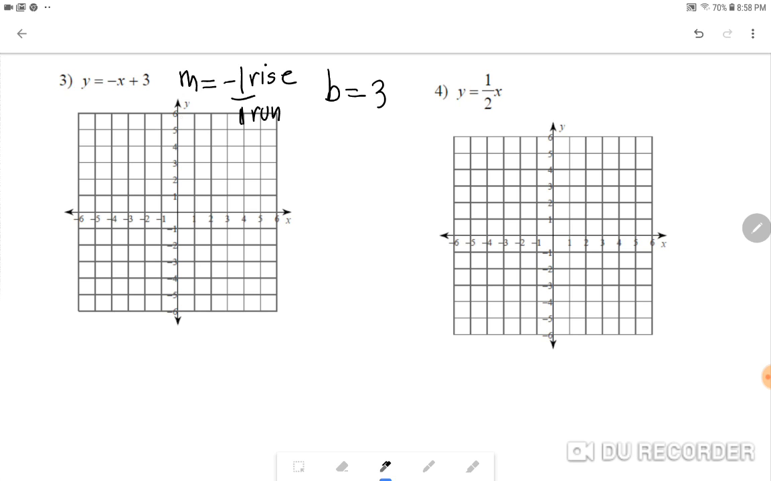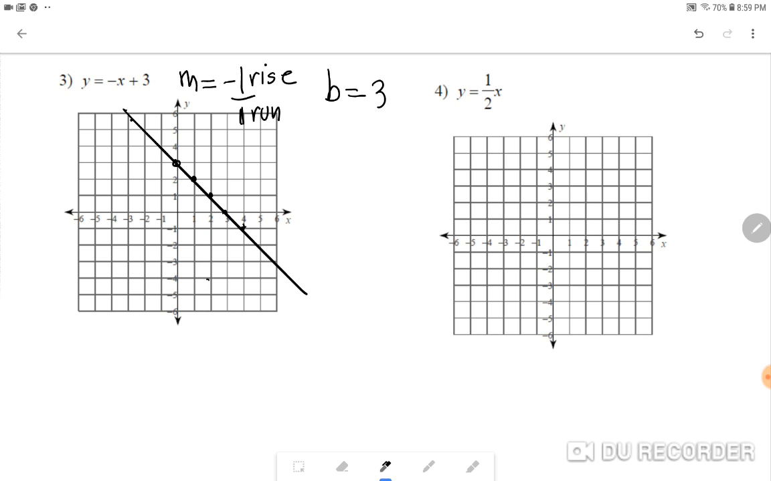So find 3 on the y-axis. It will be right about here. Now my rise is -1, so 1 down because it's negative, and my run is 1. So down 1, 1 to the right, down 1, 1 to the right, down 1, 1 to the right. Take your ruler and draw a line between them, and that'll be your answer. As you can see, in this problem the y is by itself already. What made it a little bit more challenging was the fact that you needed to make the m a fraction.